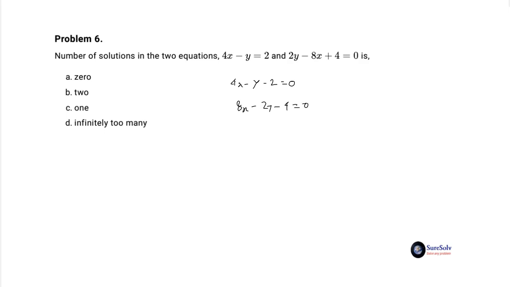Multiply the first equation by 2 and you get the second equation. The two line equations are not then unique and the solutions are infinitely too many. Answer is option D, infinitely too many. Solve easily in mind by mentally rearranging the terms of the two equations. Let's solve the next problem.